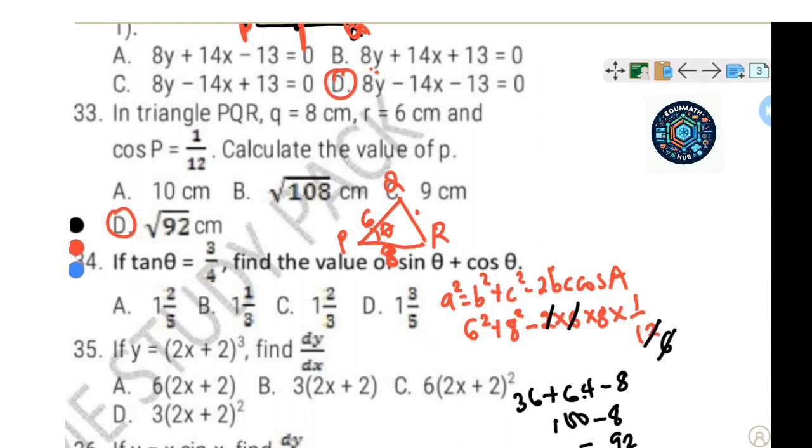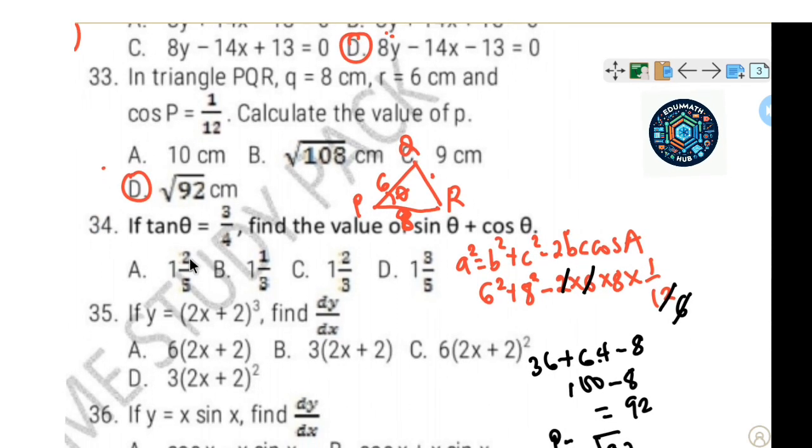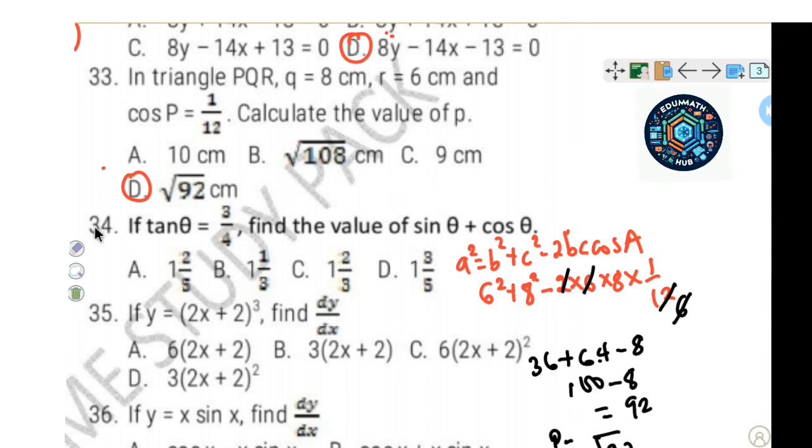Then for number 34, if tan theta equals 3/4, find the value of sin theta plus cos theta. To make your work really fast, 3, 4, 5 form what is called a Pythagorean triple. So in a right angle triangle, if the opposite and the adjacent are 3 and 4 respectively, the hypotenuse will be 5. Just know that to hasten your work.